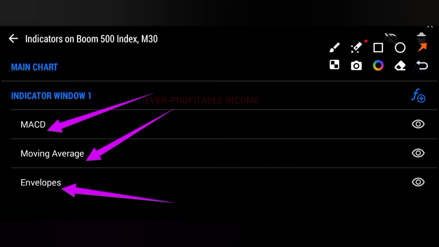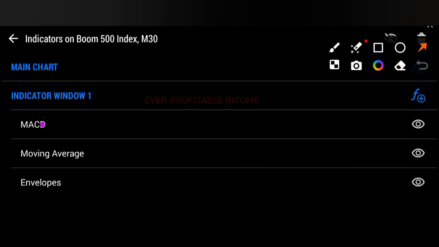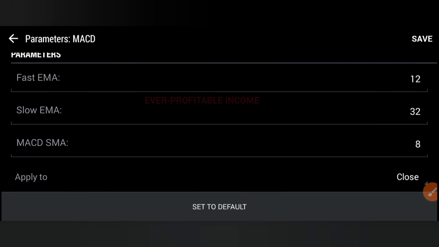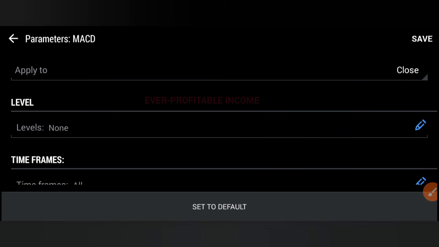Now let's check out the setting of the MACD. These are the parameters of the MACD. We have the fast EMA. Just take a screenshot of it so you don't forget. The fast EMA is 12, the slow EMA is 32, and the MACD SMA is 8. Can you see that? Then we have apply to close. The levels, there are no levels.